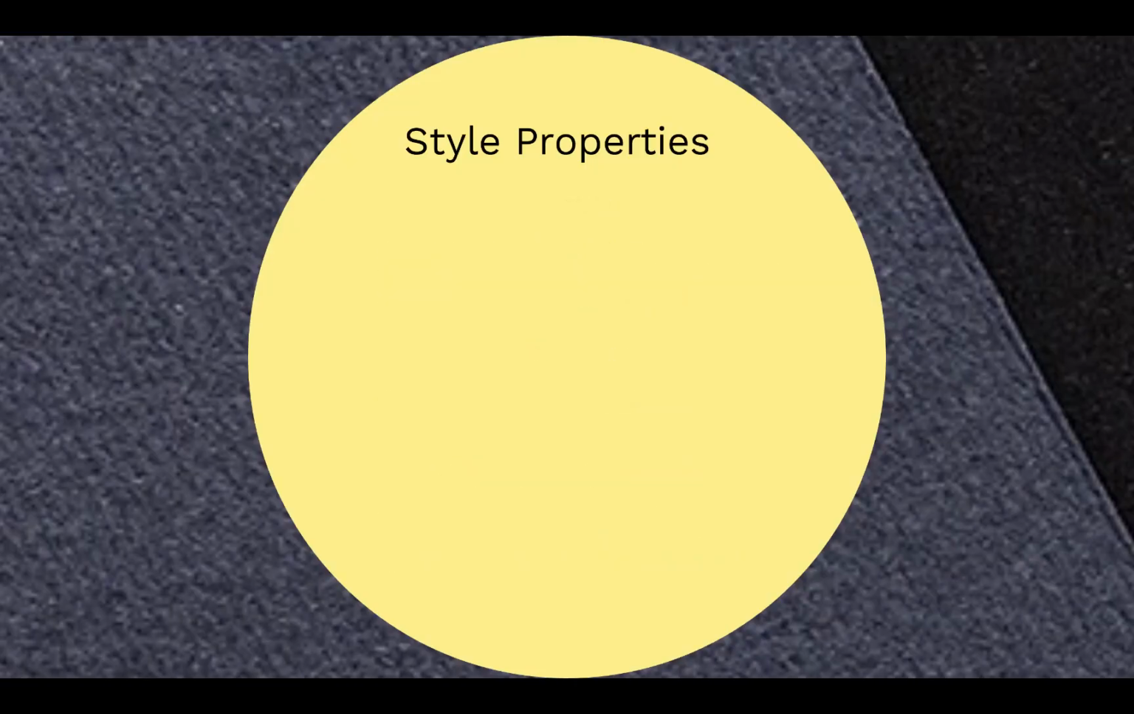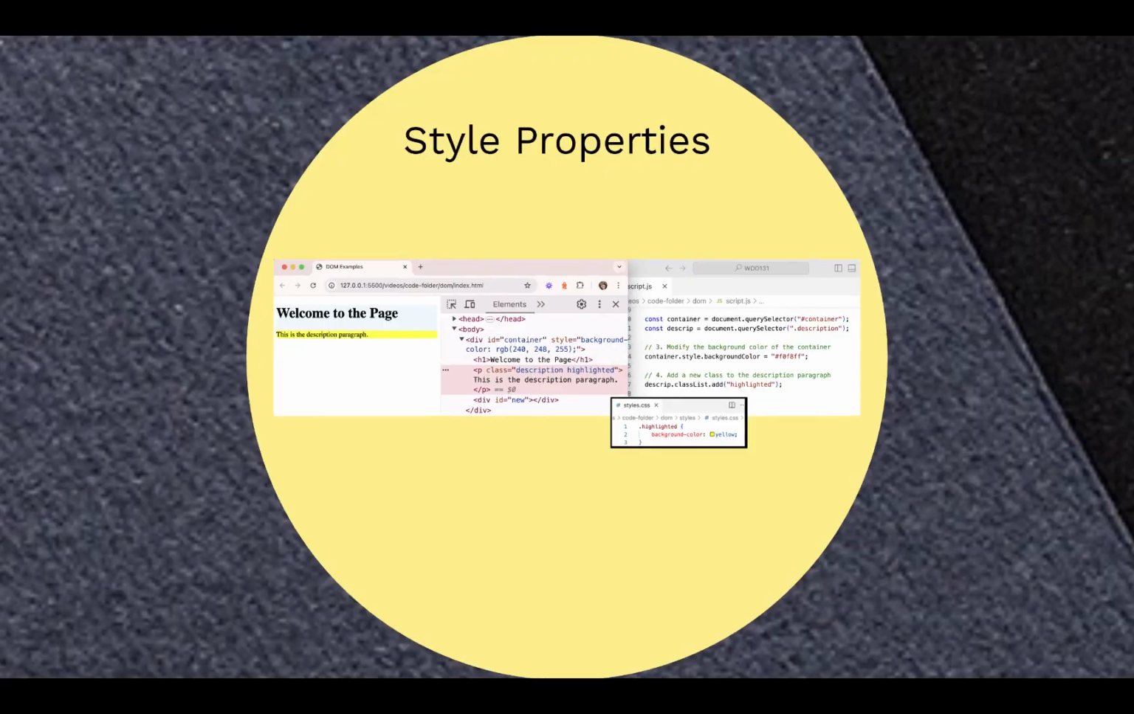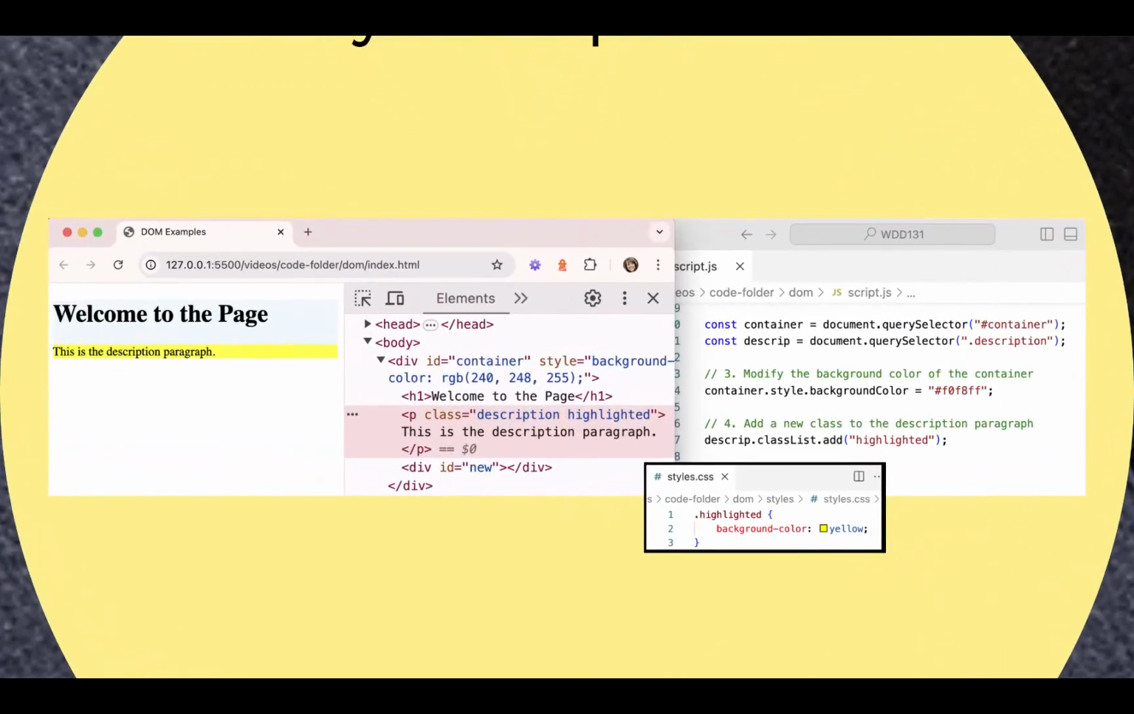You can use style.backgroundColor to assign a light blue to the container. You can also add a class to an element. If you already have CSS that styles any element with the class highlighted to have a yellow background color, you can add that class to the description paragraph using the classList.add.